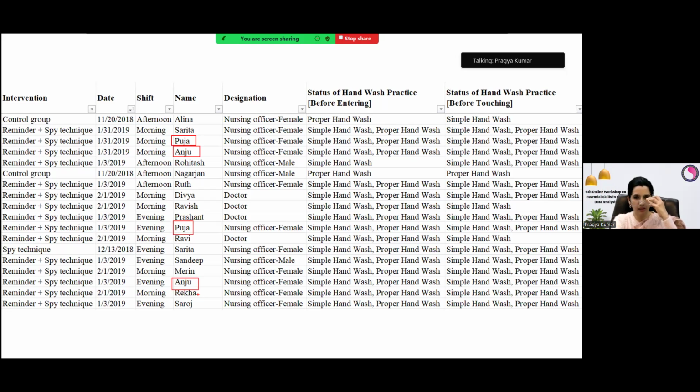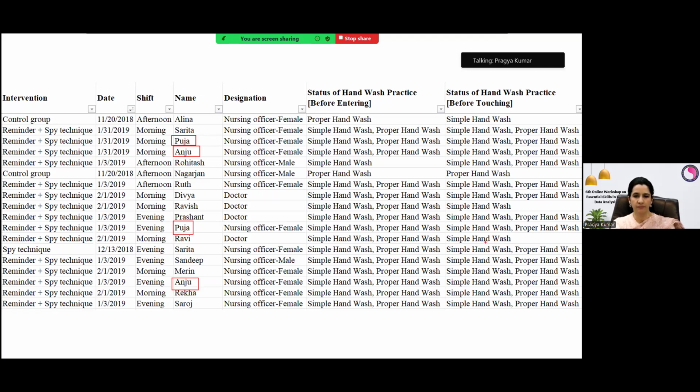Again, coming to this status of hand wash, I'm not clear. Before entering, he has entered simple hand wash and proper hand wash, both the two variables in single. You cannot do that. Even if you collect many data, like I think they have collected approximately 100 to 200 data, that's very difficult to analyze. You need to do a lot of data cleaning and data rearrangement. Many times it is clear, but many times you don't know what is simple and what is proper.